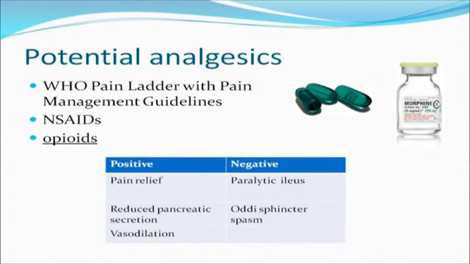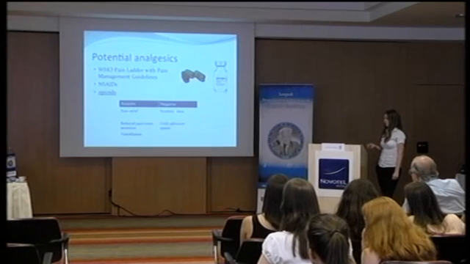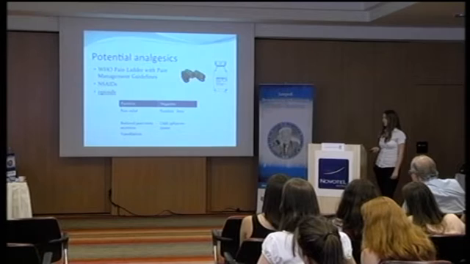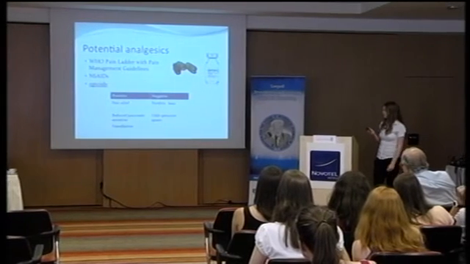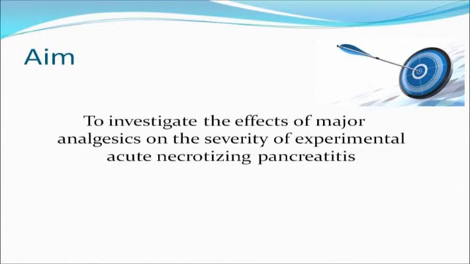According to the WHO pain management guideline, the potential analgesics are non-steroidal anti-inflammatory drugs, used for mild pain, and opioids, used for severe pain. We use the opioids. Opioids have positive and negative effects. Positive ones like pain relief, reduced pancreatic secretion and vasodilatation. Negative effects like paralytic ileus and sphincter spasm. We aim to investigate the effects of major analgesics on the severity of experimental acute pancreatitis.